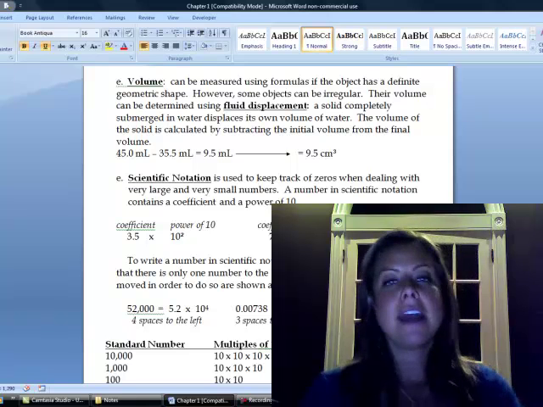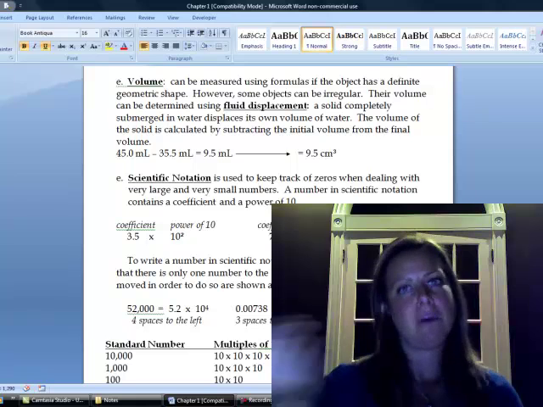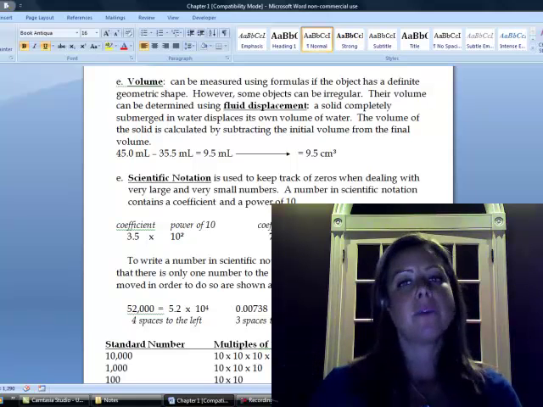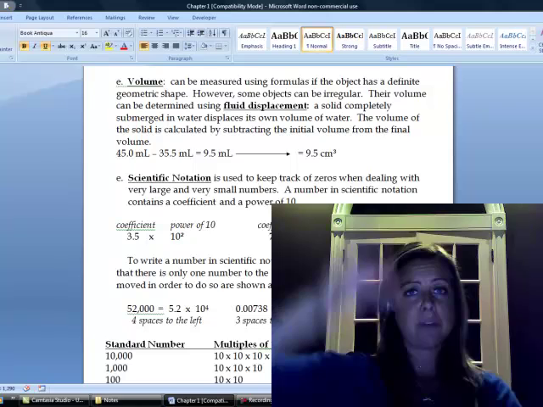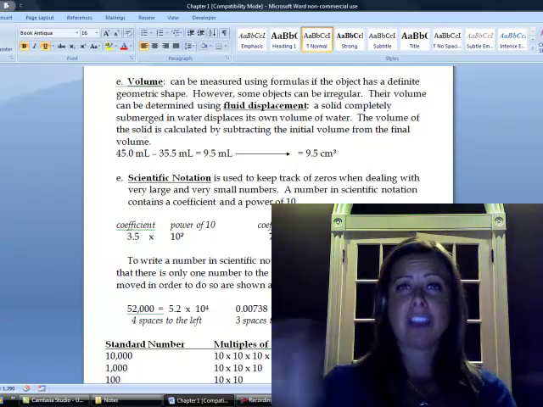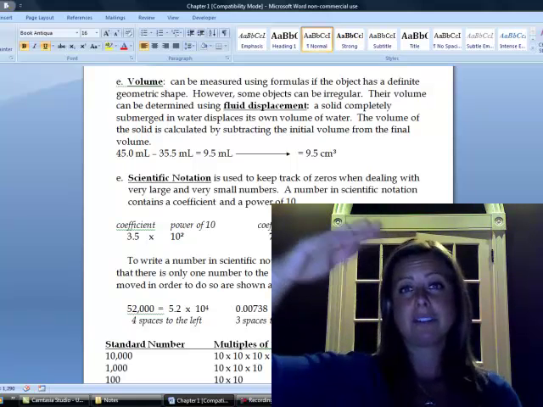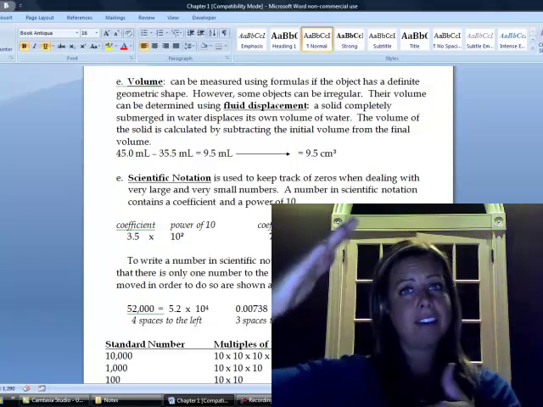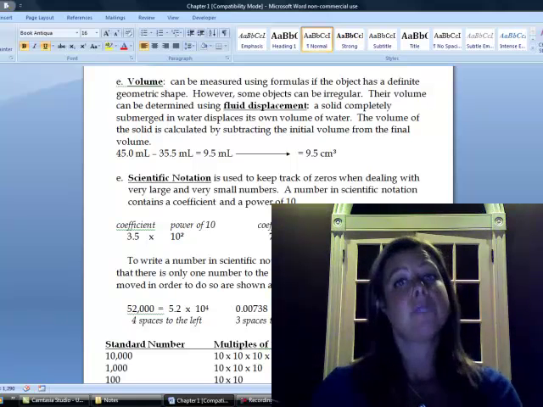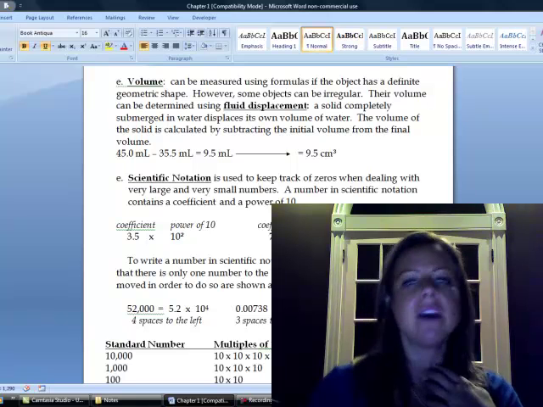But anyway, let's say we were talking about my keys, and I wanted to know the volume of my keys. What we would do is fill up a graduated cylinder, which is those long, skinny cylinders, to like 30 milliliters. And we dropped my keys in and it went up to 36 milliliters. You just subtract, and that would be the volume of my keys, which would be 6 milliliters, right? So that's how you can do that, and we're going to do that in lab.